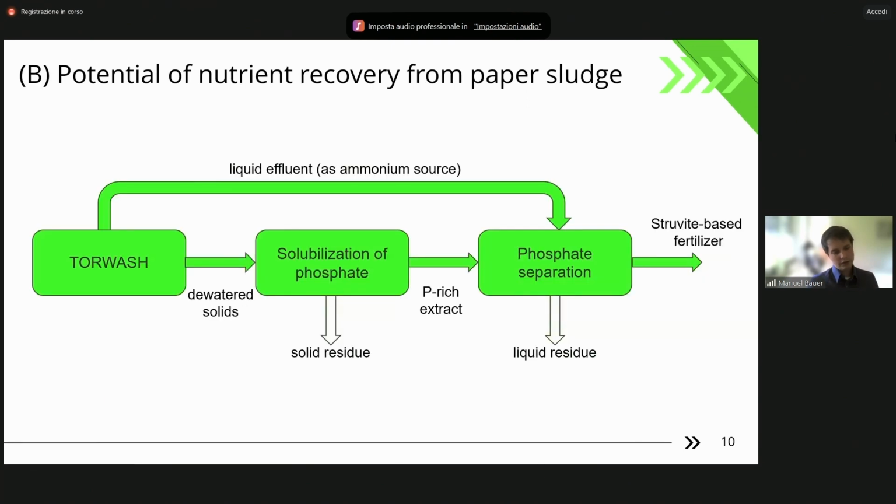So if you go into detail of how we access the nutrients, you can see that we have this dewatered solid from the TORWASH process. We do a solubilization of the phosphate. This is done via acid leaching. And then afterwards, this is again pressed so that we get a phosphorus-rich extract and a phosphorus-depleted residue. And this extract is mixed with the original liquid effluent, which contains high amounts of ammonium nitrogen. And together, this can form a struvite if we increase the pH up to a certain value by the addition of NaOH.